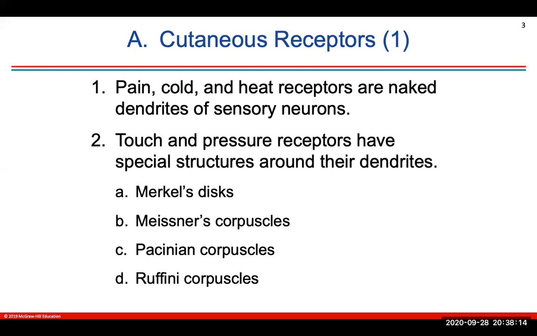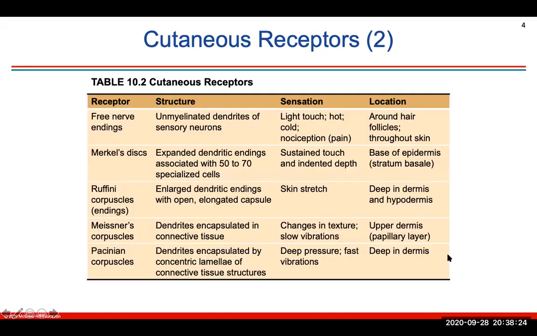Touch and pressure receptors have special structures around their dendrites. They will be Merkel discs, Meissner's corpuscles, Pacinian corpuscles, or Ruffini corpuscles. And this kind of tells you the receptor type, the structure of them, and what they're specifically sensing. And the location of all of these receptors will be in the skin somewhere.